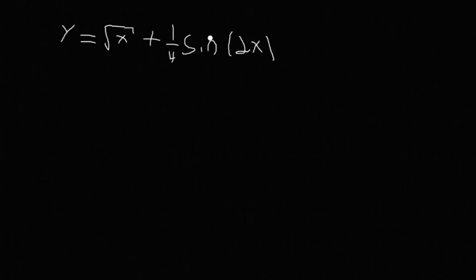So we will have y is equal to, let's make this a weird one. So we have the square root of x, and then we're going to add that to 1/4 sine of 2x, and let's just say sine squared for the fun of it.